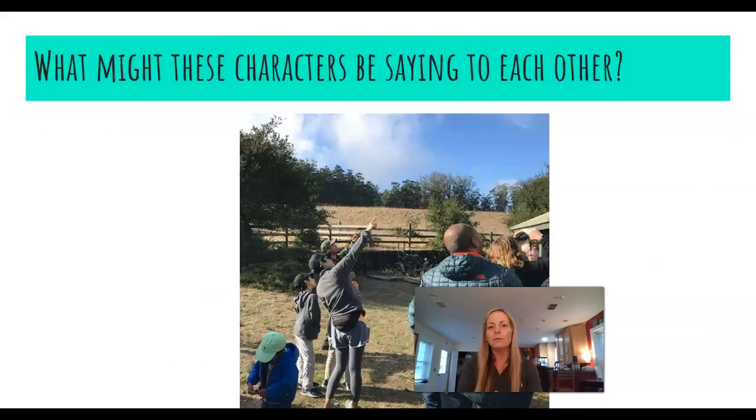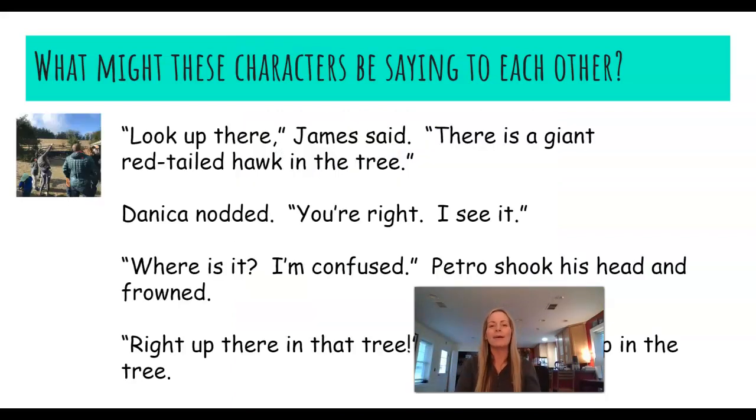So if you look at this picture, what do you think these characters are saying to each other? "Look at that UFO." No, I don't know, I'm just talking mess. But so, "Look up there," James said. "There's a giant red-tailed hawk in the tree."